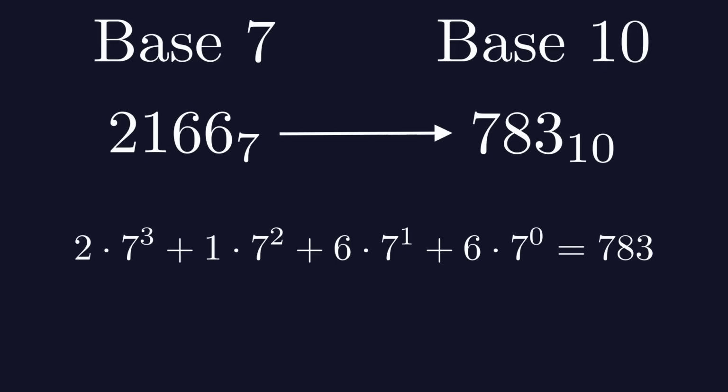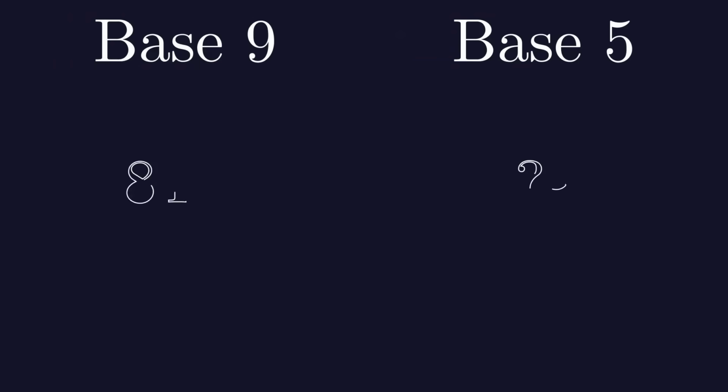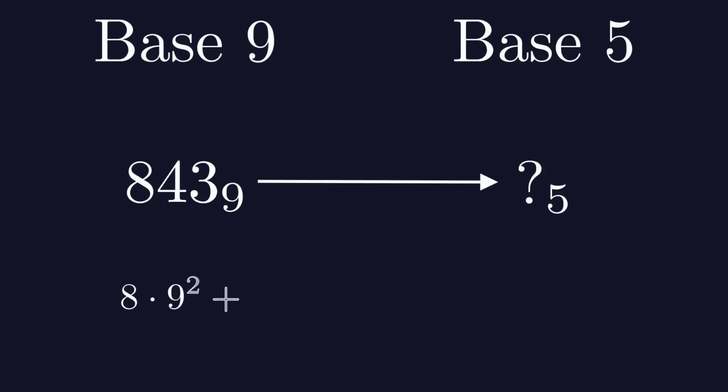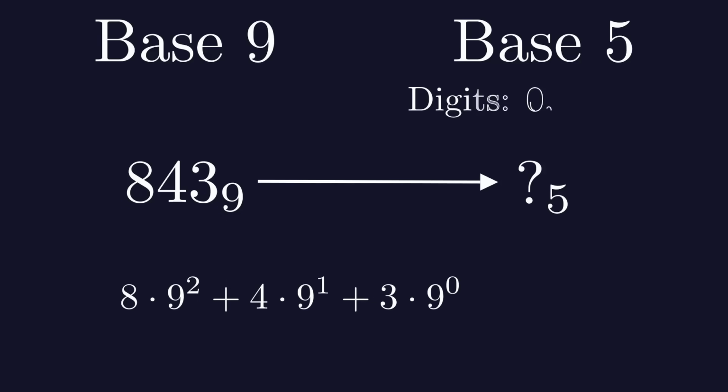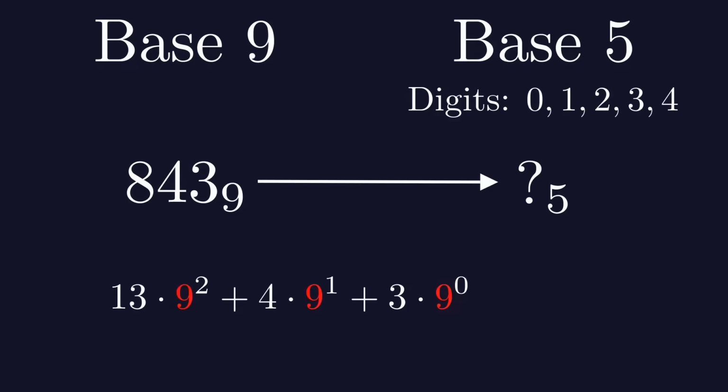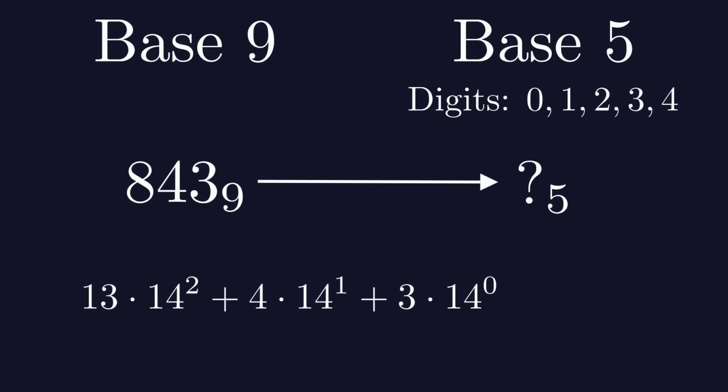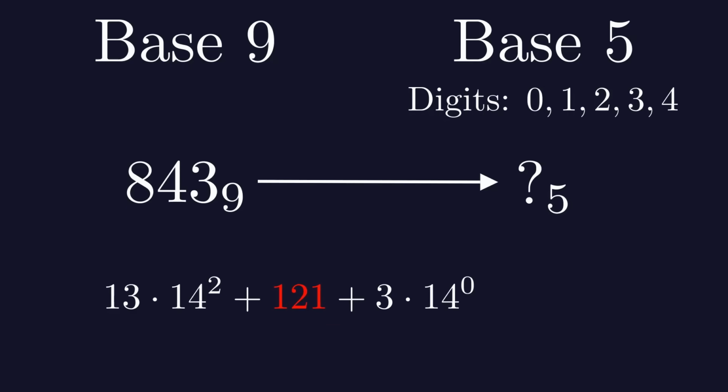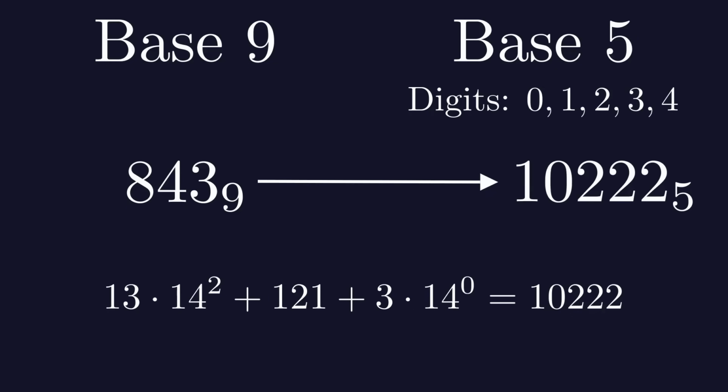But there is one important thing we need to remember. When we want to convert a number to a base different than 10, we need to perform calculations in that base. In this example, we want to convert a number from base 9 to base 5. In base 5, we can use digits from 0 to 4. So we have to write 8 as 13 in base 5, and we also have to write 9 as 14. Now we just multiply each digit by the corresponding power and add them up. But not forgetting that we make all calculations in base 5, so 4 times 14 is equal to 121, and not 56 like in base 10.